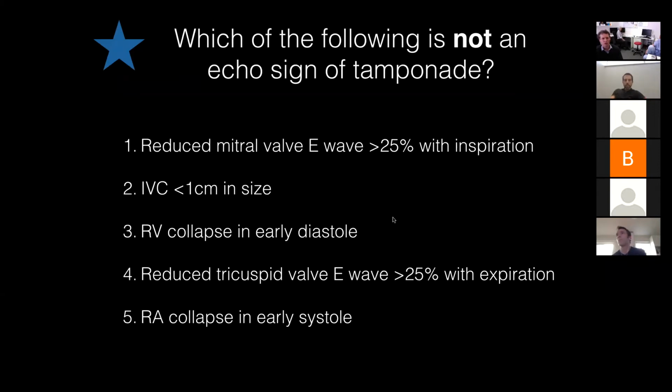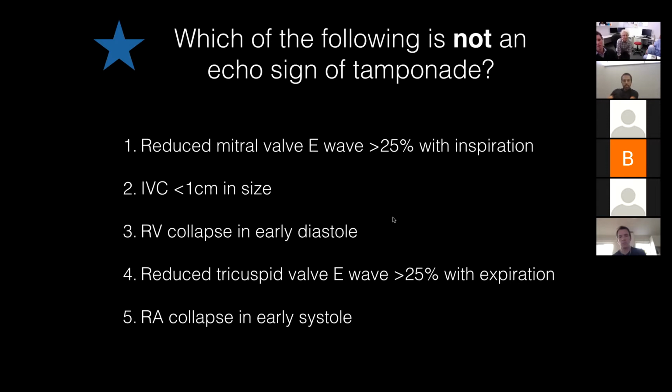So who wants to have a crack at this one? Louise, do you want to go for this one? Which of the following is not an echo sign of tamponade? Reduced mitral E wave velocity greater than 25% with inspiration, IVC less than 1 centimeter in size, RV collapse in early diastole, reduced tricuspid E wave variation.